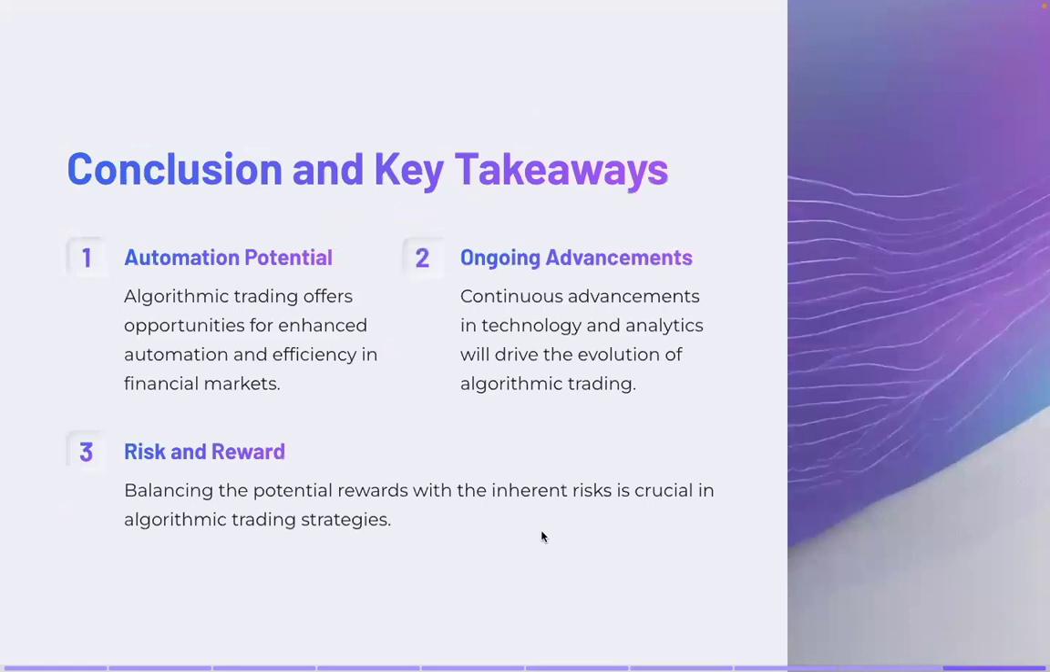So for the first part, let me just do the conclusion and key takeaways, right? So the first thing is that algorithmic trading offers opportunities for enhanced automation and efficiency in financial markets. Continuous advancement in technology and analytics will drive the evolution of algorithmic trading.